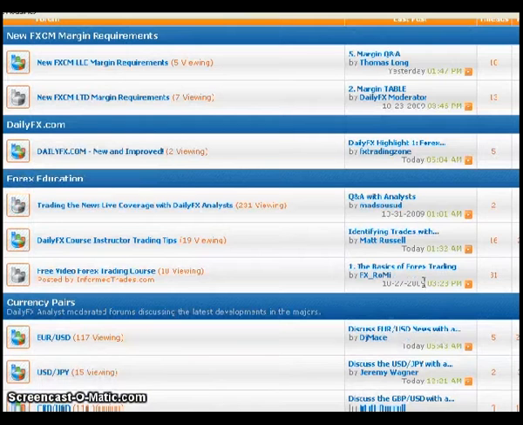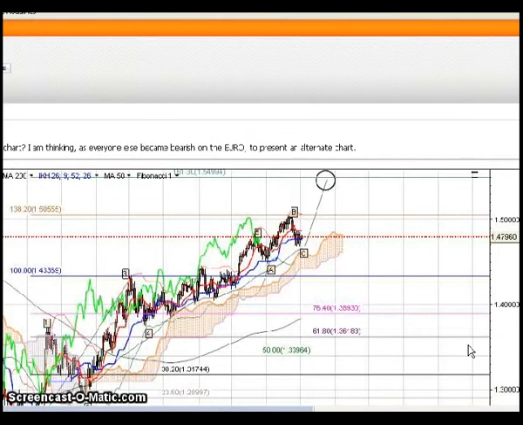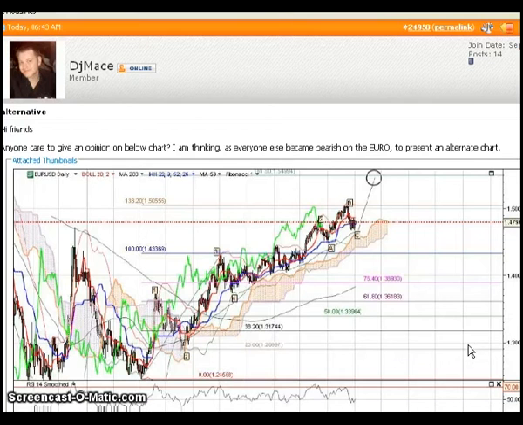So just scrolling through the forum this evening, I found an interesting post here by DJ Mace. Basically, he was trying to find an alternate count, if you will, or just an alternate view in the market, as many traders right now are bearish on the euro dollar. And here's his chart. Anyone care to give an opinion on the chart below?